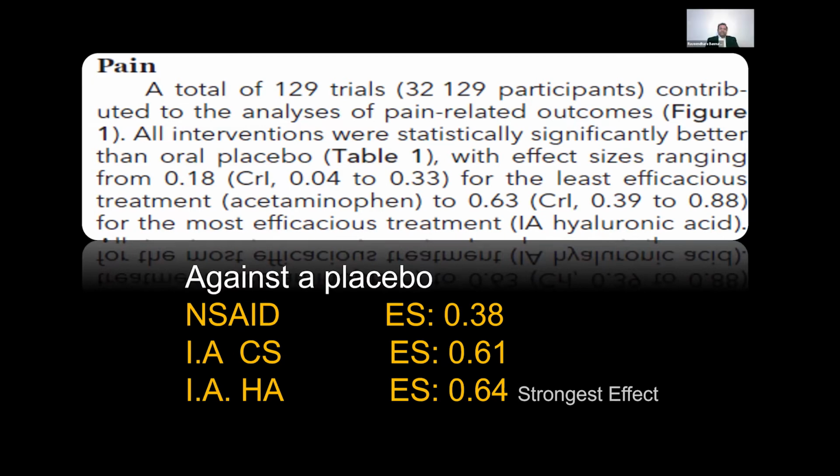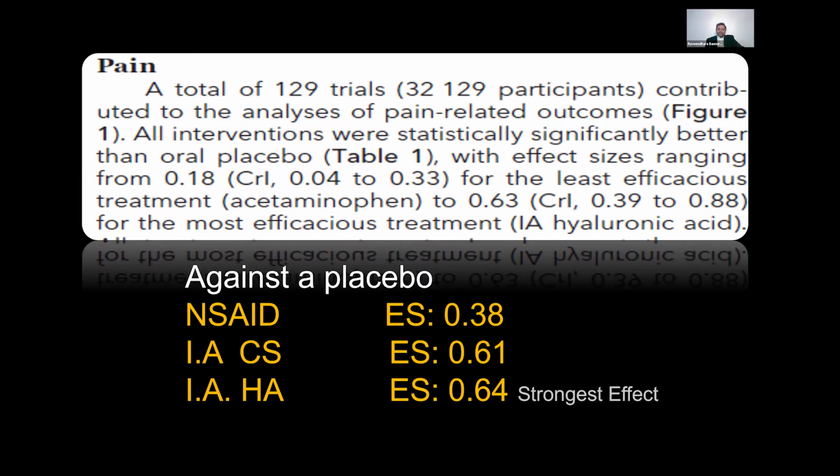Yeah, as you can see, we looked at close to 130 trials, and we had about 32,000 patients. And compared to an oral placebo, NSAIDs had an effect of 0.38.